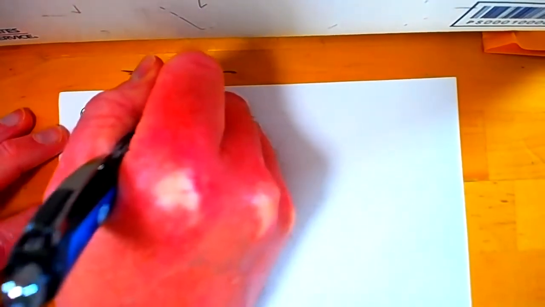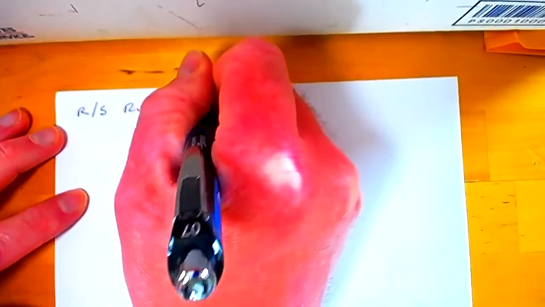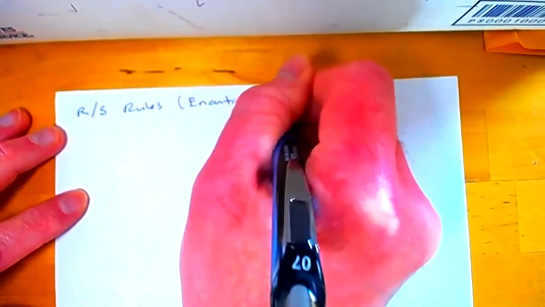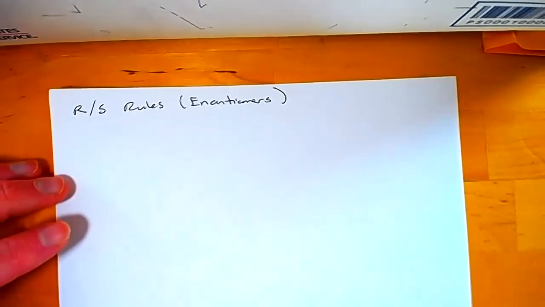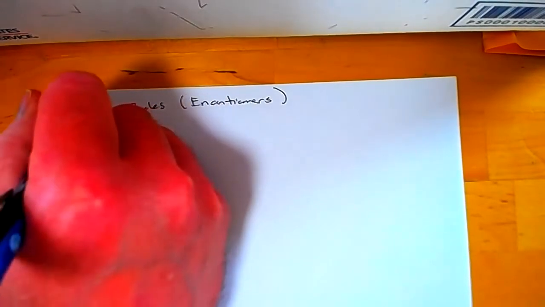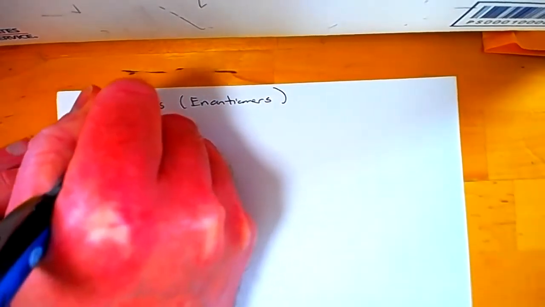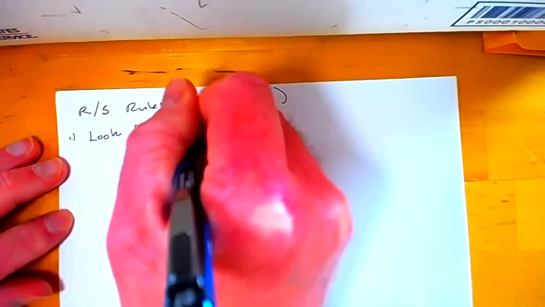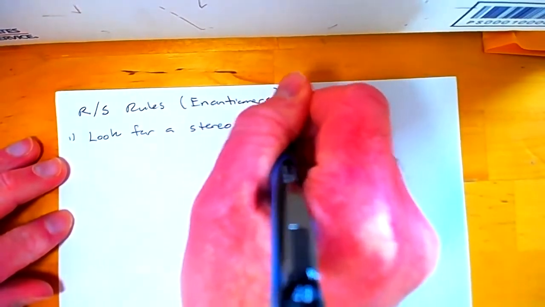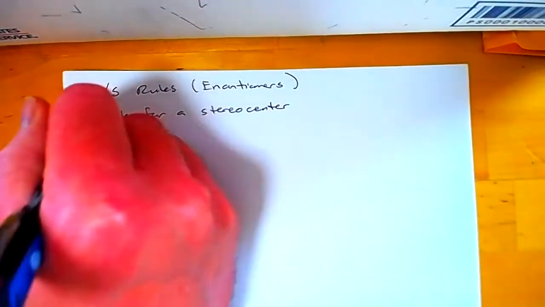These are known as the Cahn-Ingold-Prelog rules, but most people just refer to them as the RS rules. So don't get hung up on how we describe them. But this is for when we're trying to talk about enantiomers, okay? The first thing that you want to do is to look for a stereocenter. Look for a stereocenter in the molecule.